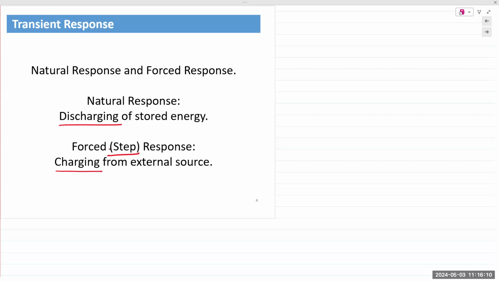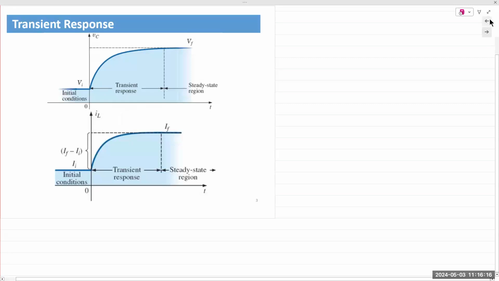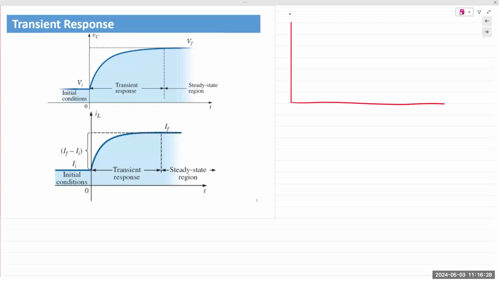Natural response. In both cases, the response has an exponential relationship with time. Whether it's charging or whether it is discharging, they always have an exponential relationship with time.